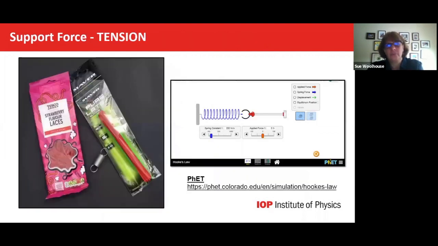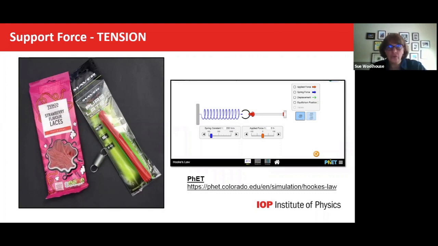How about tension? Well, you might have spotted the strawberry laces as a good way to explore tension. And again, it's a good alternative to the traditional Hooke's law experiment. I've seen many people creatively twisting and plaiting the laces to investigate the strawberry laces even further. Fishing elastic is also a good alternative for an investigation because different diameters come in different colours, so that can be really helpful.